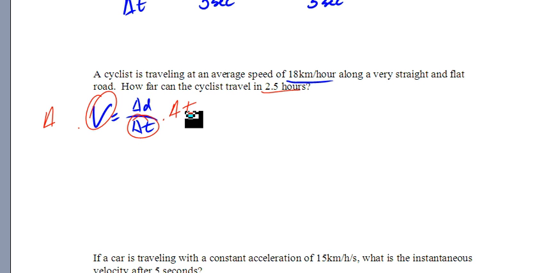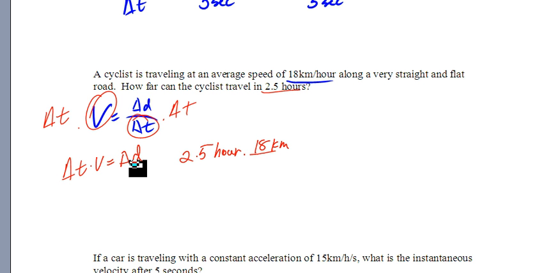I multiply each side by the change in t, and then we're left with change in t times v is equal to the change in d, or the change in the distance. And that's what we want to find, how far. So I'm going to plug in the information. The change in time is 2.5 hours. And the velocity is 18 kilometers per 1 hour. And that is all equal to the change in d.